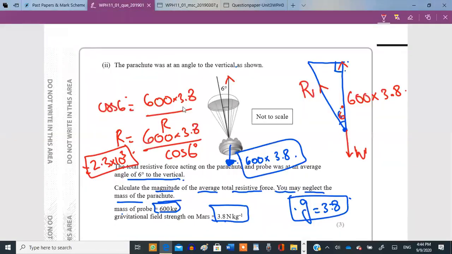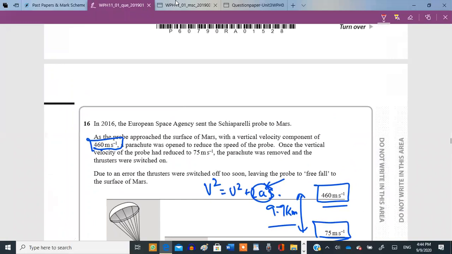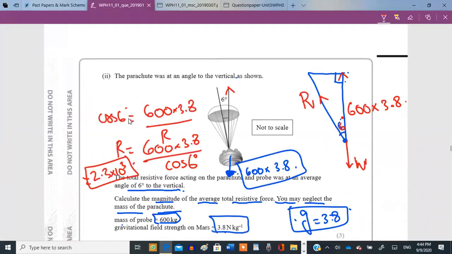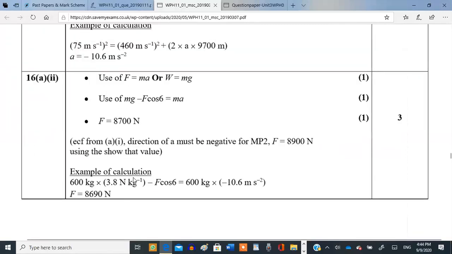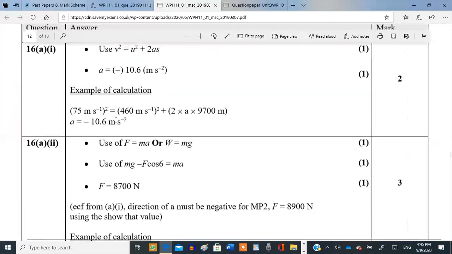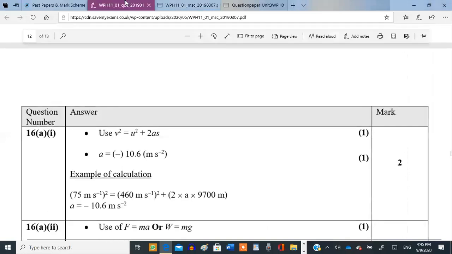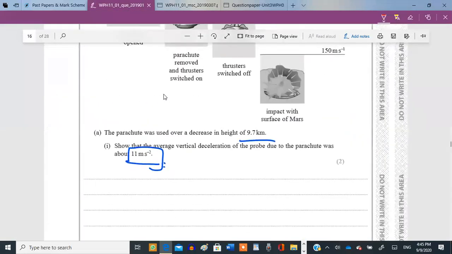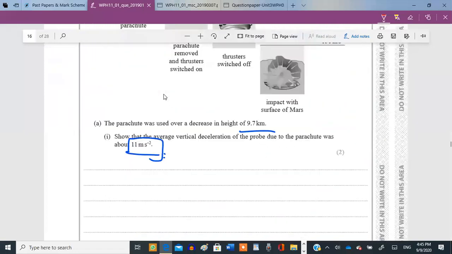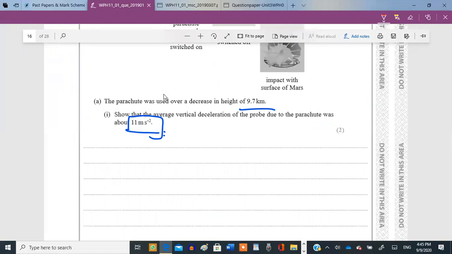Which question is this? 16, part 2. It's 8690. We got a different answer. This is minus F cos of theta equals 100 times minus 10.6. We have the acceleration from the previous part as well. We didn't calculate the acceleration from here. We'll need the acceleration of free fall.